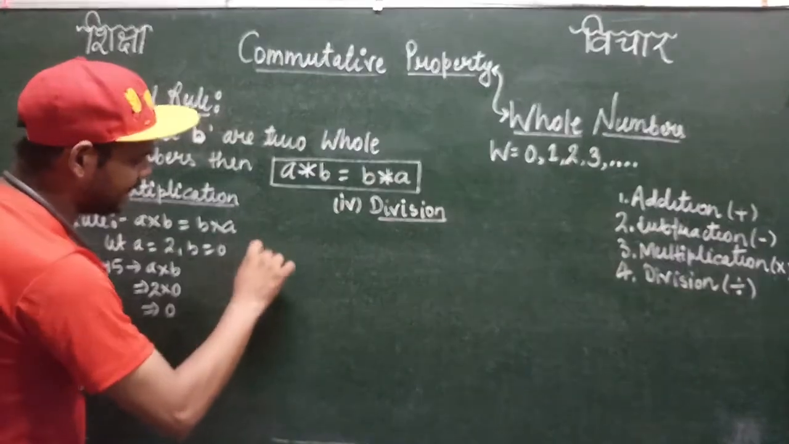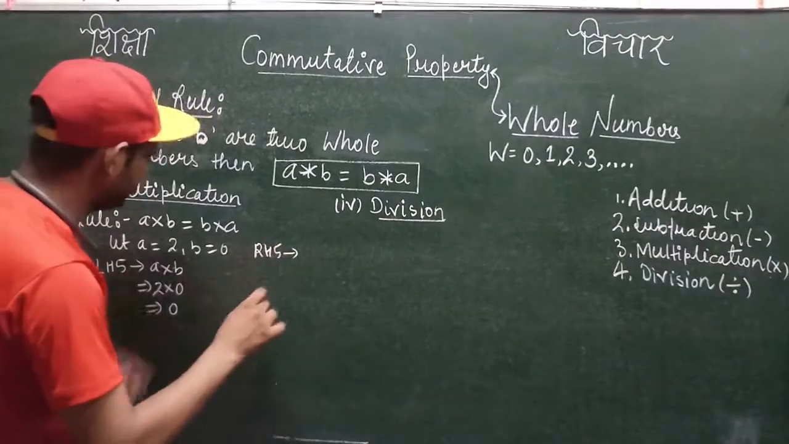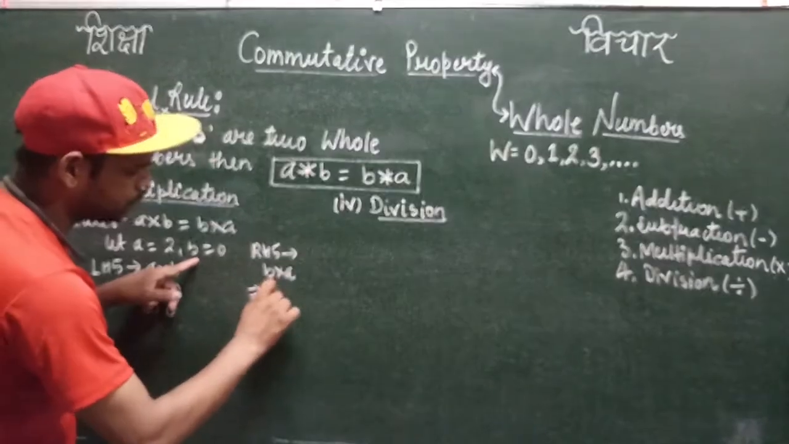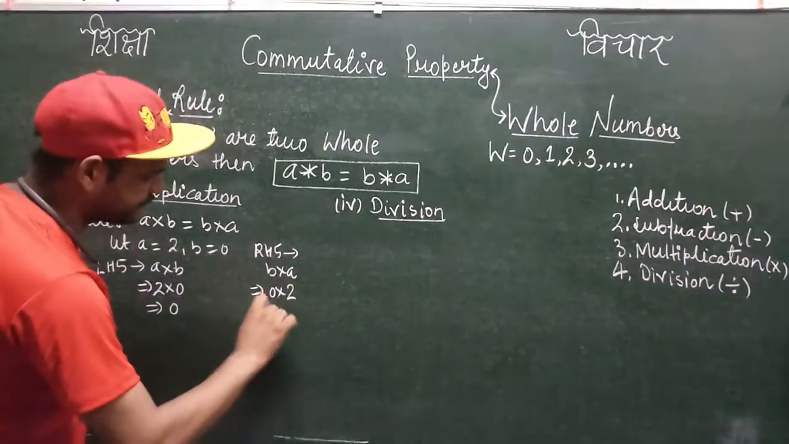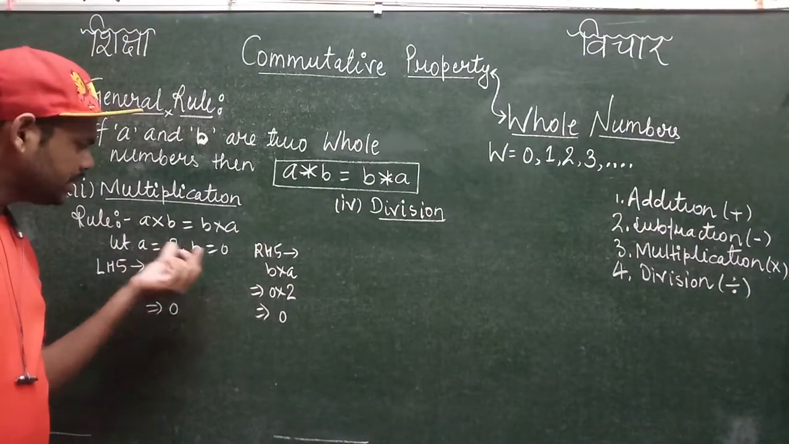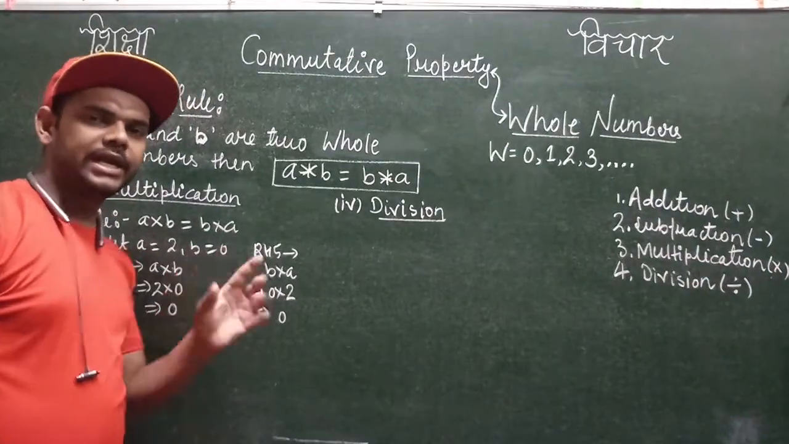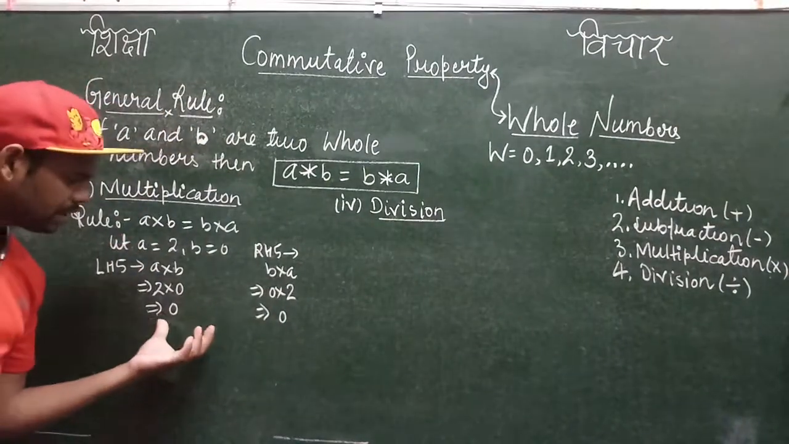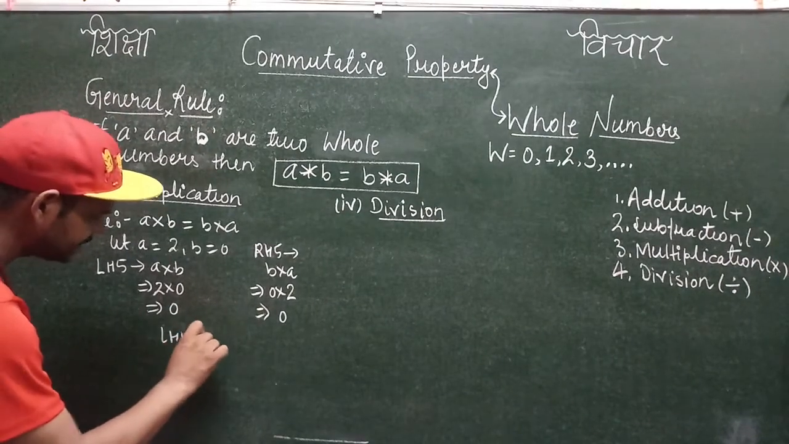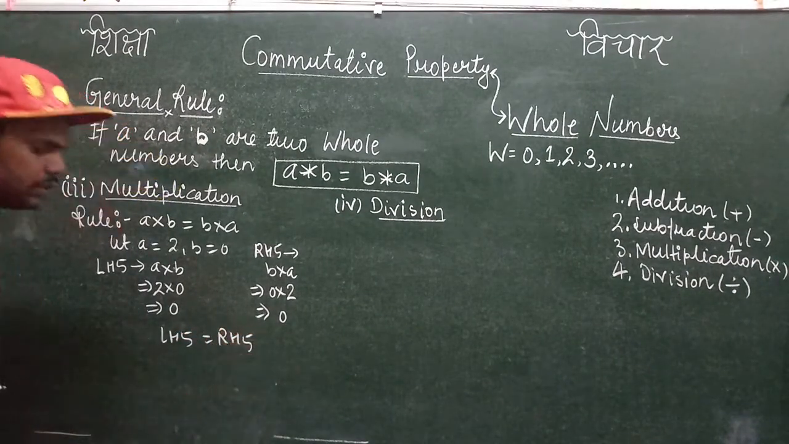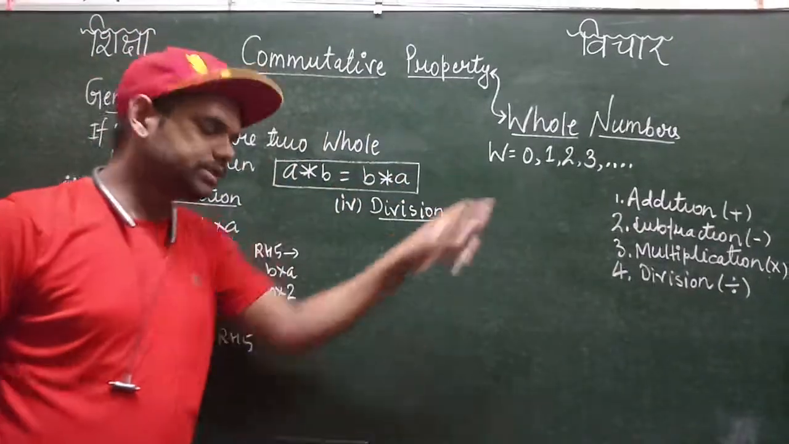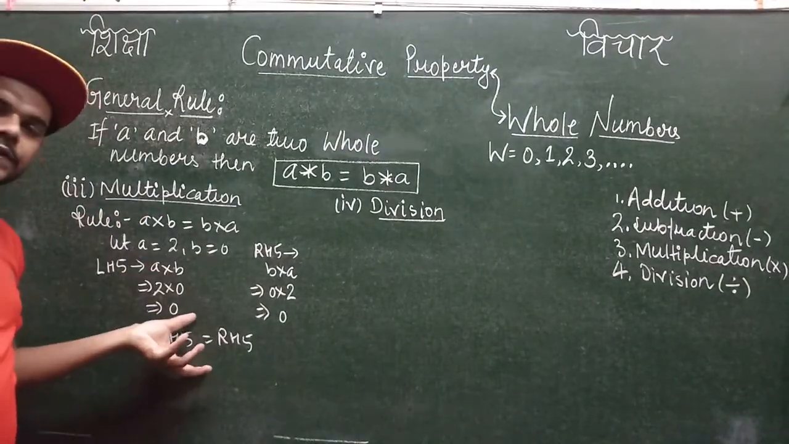Now the right hand side is what? B multiply A. This implies that B is 0, multiply 2, and this will again give us 0. You can take other numbers instead of 2 and 0, and you will always get the result equal on the right hand side and left hand side. That means the value in the left hand side is same as the value in the right hand side. So what will we say? We will say that commutative property for whole numbers over multiplication is satisfied here.